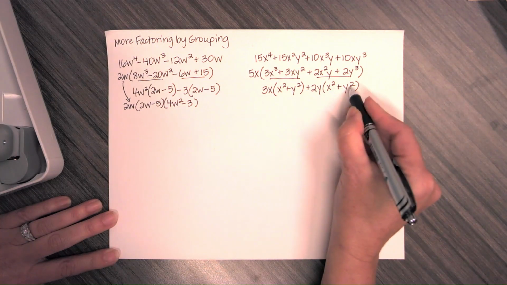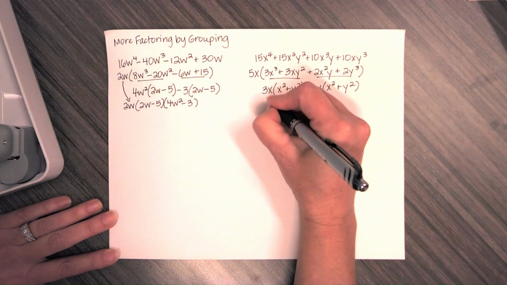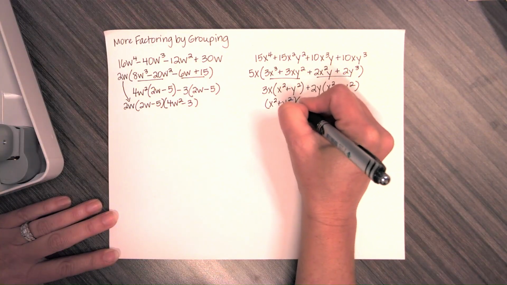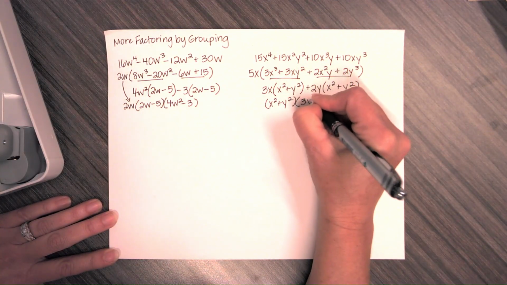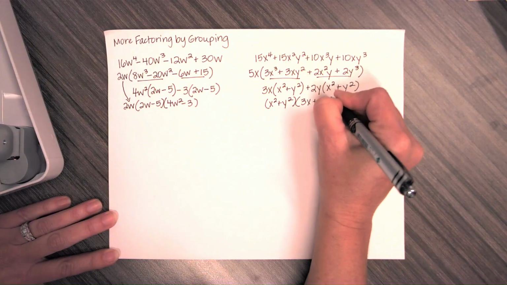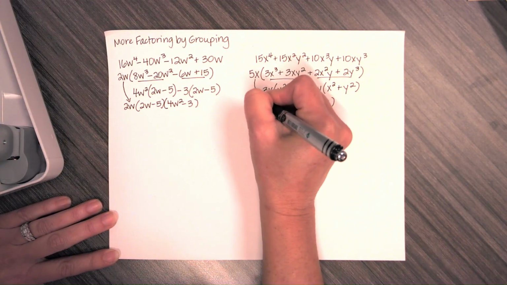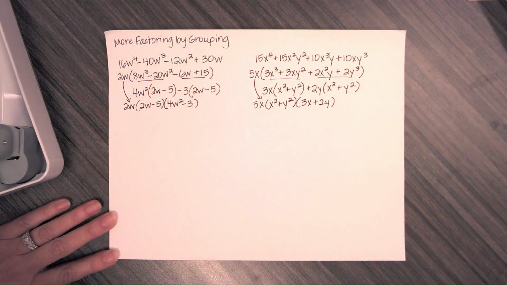All right, so you see I have that binomial in common. I'm going to factor out the x squared plus y squared, which will leave me with 3x plus 2y. And I'm going to bring down that 5x that I factored out to begin with as part of my answer.